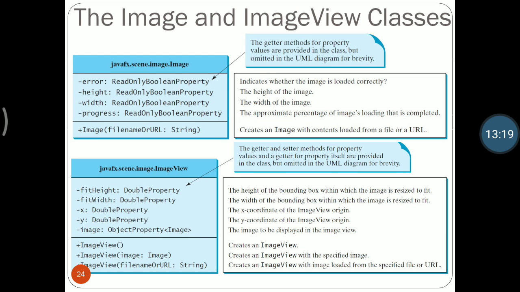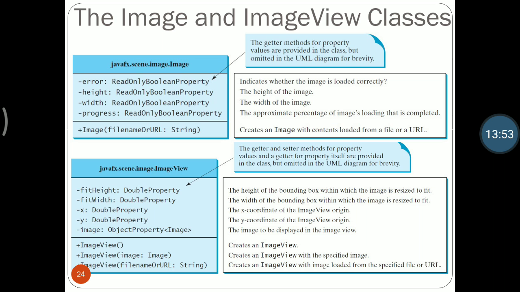Next is Image and ImageView classes. For Image, we have error, height, width and progress parameters. Error parameter will indicate whether the image is loaded correctly or not. Height parameter will give the height of the image. Width parameter will give the width of the image. Progress parameter will give the approximate percentage of image loading that is completed.